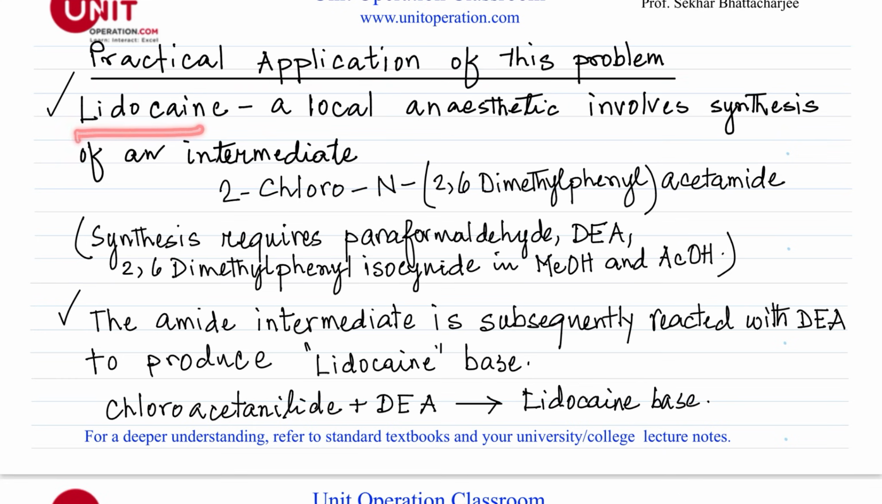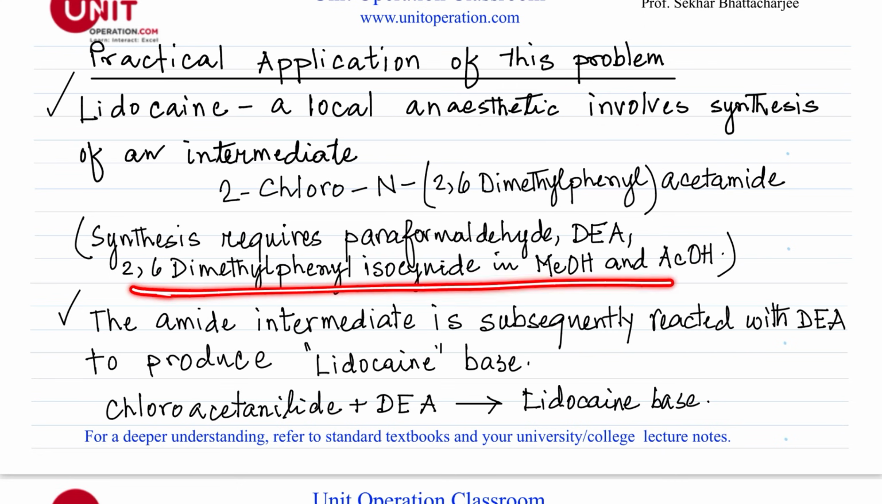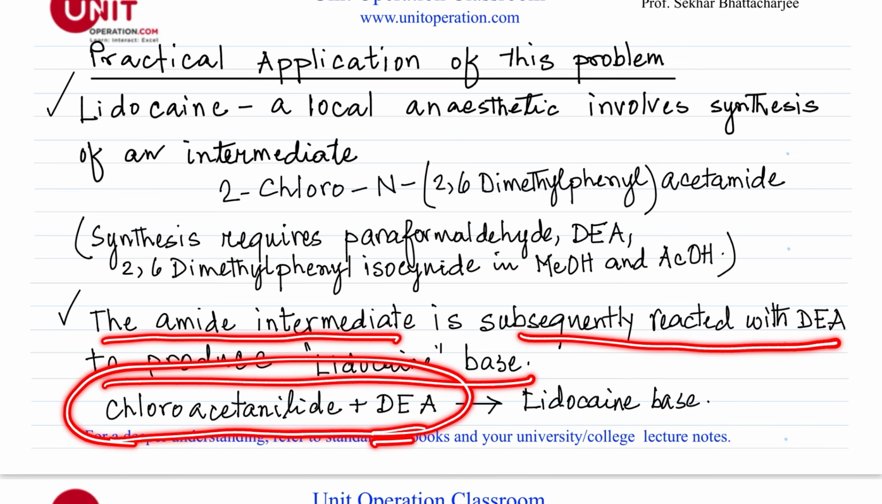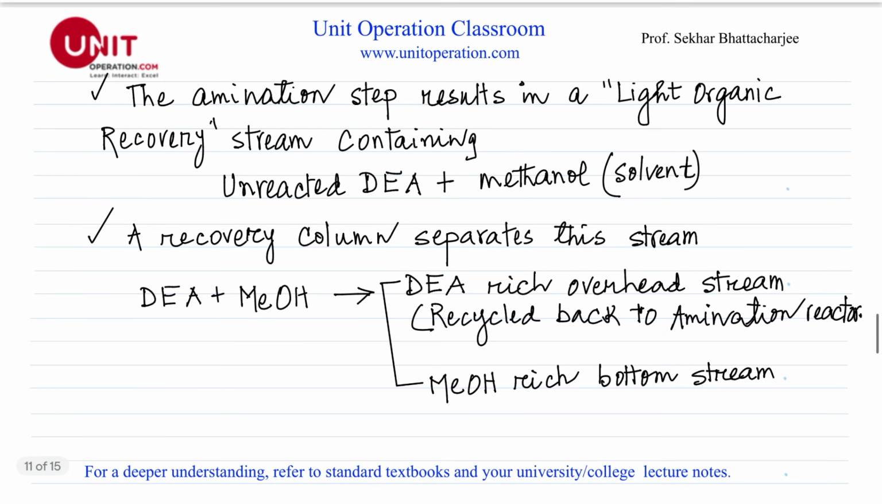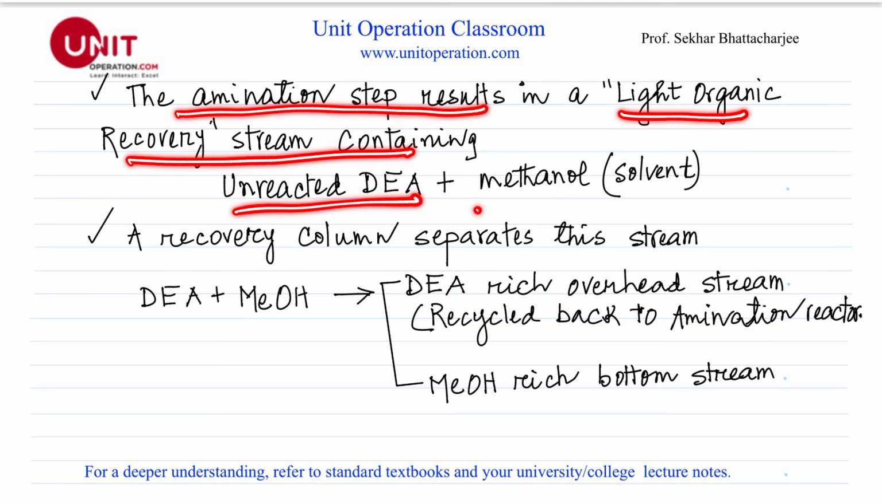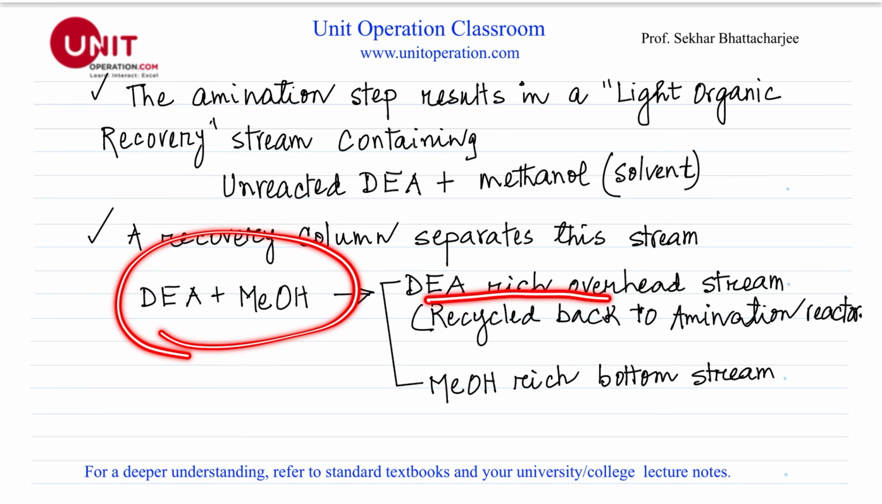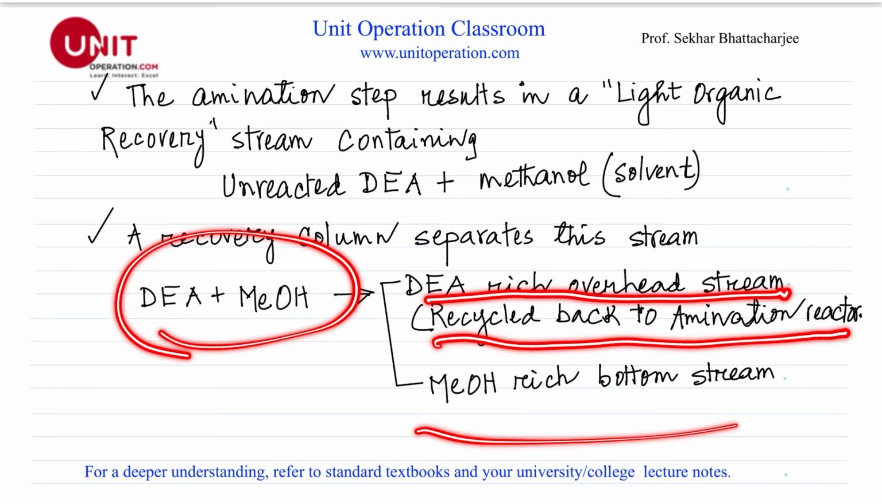Lidocaine is a local anesthetic, and its synthesis involves an intermediate, which is an acetamide, and this is the actual IUPAC name of it. The amide intermediate is subsequently reacted with diethylamine to produce lidocaine base. So if we react it with DEA, we get the lidocaine base here. The amination step results in a light organic recovery stream containing unreacted DEA and methanol. A recovery column can be used to separate the DEA as the bottoms stream, with the overhead methanol stream recycled back to the amination reactor.